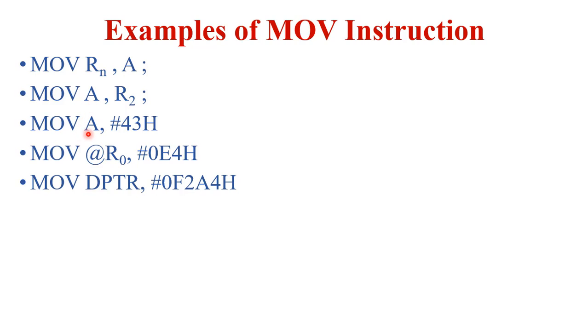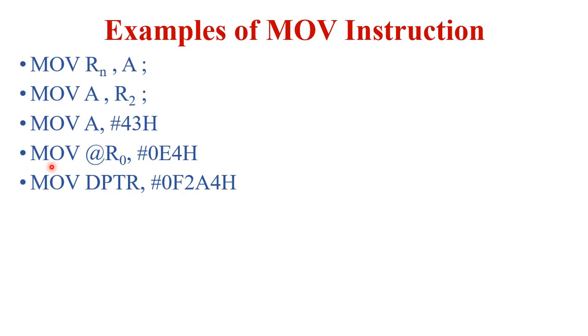Next instruction is MOV A, #43H. This instruction is an example of immediate addressing mode because in this instruction, immediate data is given in the instruction itself, and the previous instruction is an example of register addressing mode. So the third instruction is an example of immediate addressing mode because #43H is immediate data which is given in the instruction. This instruction tells us to move this immediate data into the accumulator register. When this instruction is executed, the accumulator is loaded with 43H data.